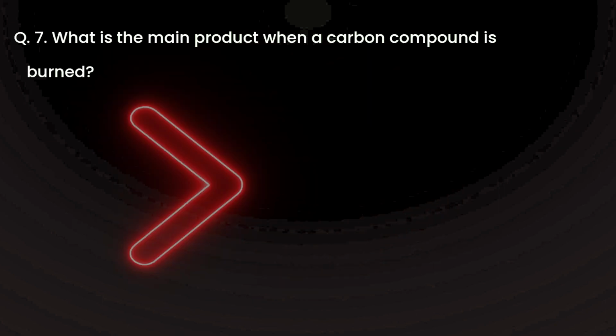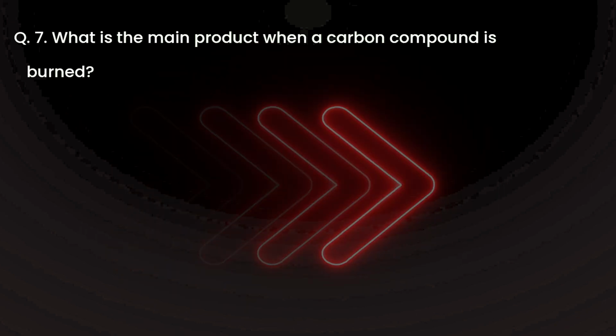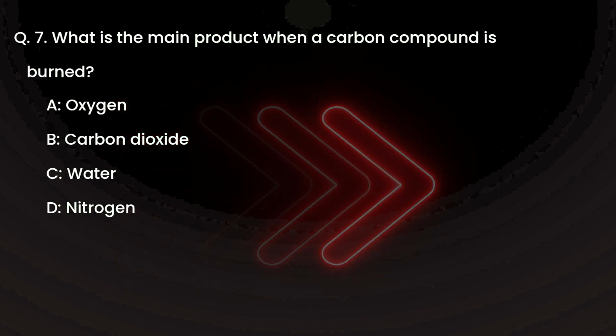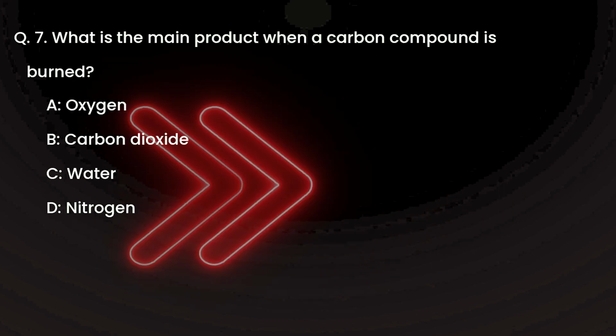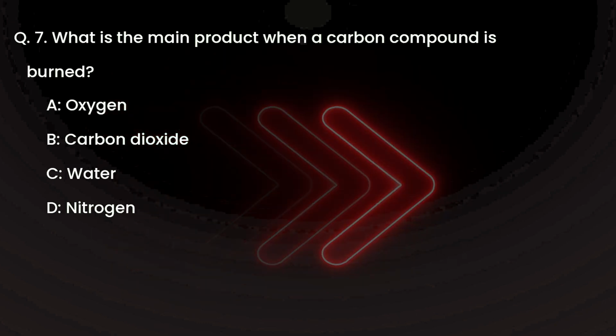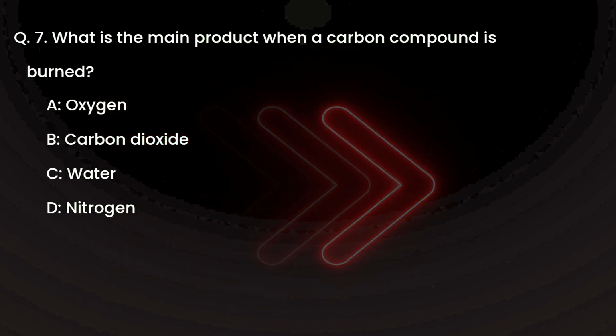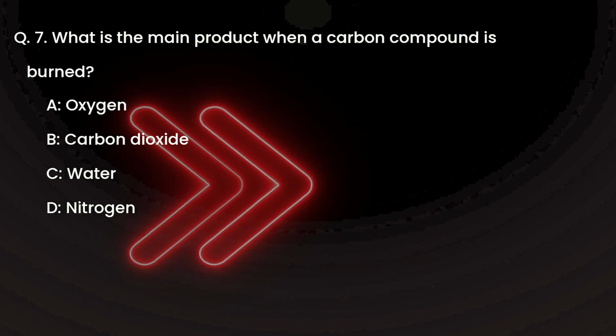Question 7. What is the main product when a carbon compound is burned? Option A. Oxygen. Option B. Carbon dioxide. Option C. Water. Option D. Nitrogen. You have 5 seconds to answer the question.